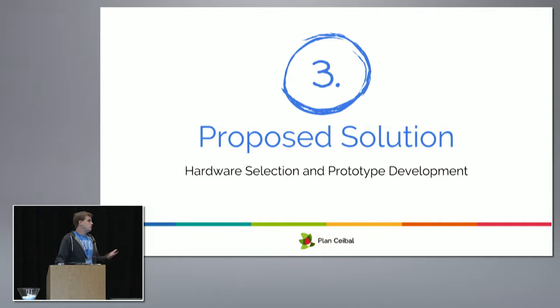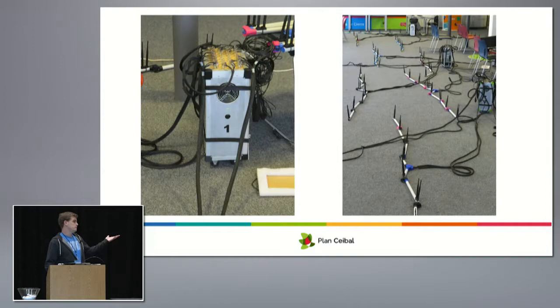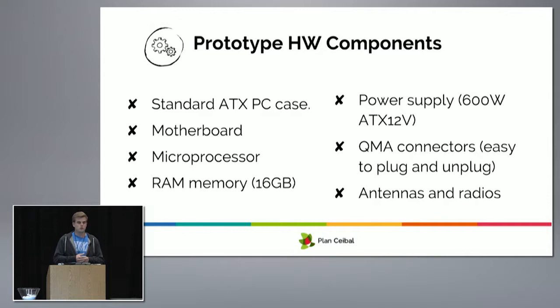So after a long time of hard work and trial and error, we got here, the emulator. This is the device that enables us to solve our problems. Let me break it down for you. When we designed the emulator, we used the following components: standard PC case, motherboard with a lot of PCI slots in order to connect splitters and the radios, microprocessor, RAM memory, power supply, QMA connectors, antennas, radios.